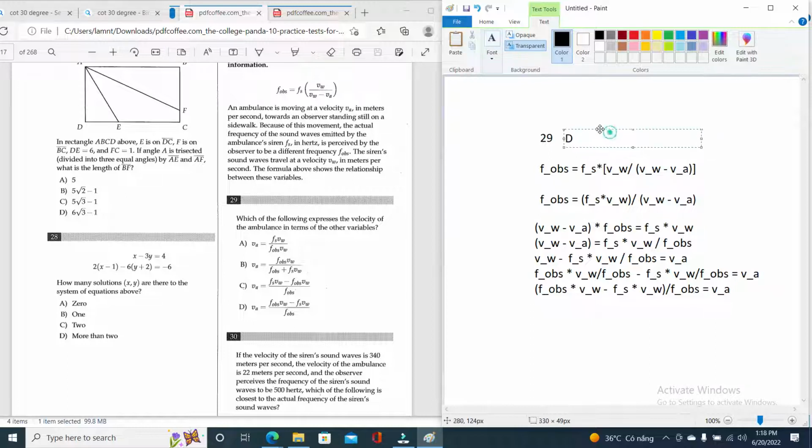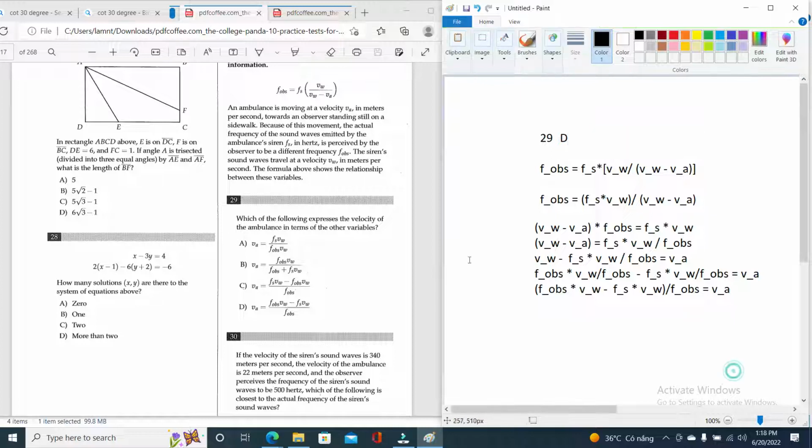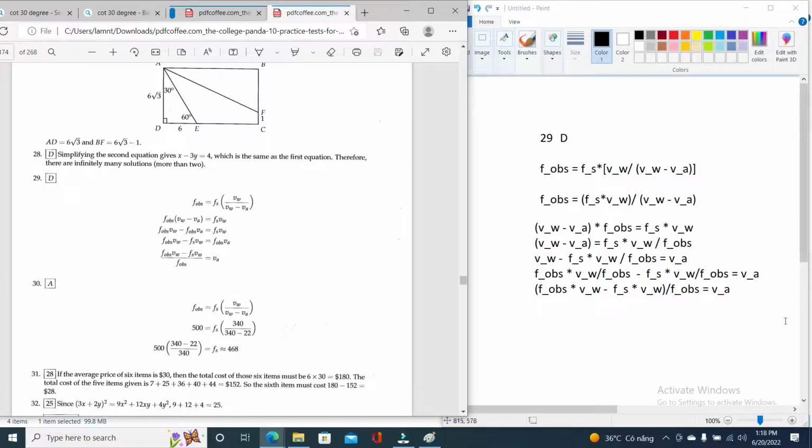So please take a moment to look at this again, and please try to understand the argument. On this side, I just multiplied everything and factored to multiply FS with VW, and on this side I multiplied the denominator VW minus VA with F observed to cancel the denominator on the right side, and then I just did some expansions. Yeah. So 29 should be D. And 29 is D indeed.